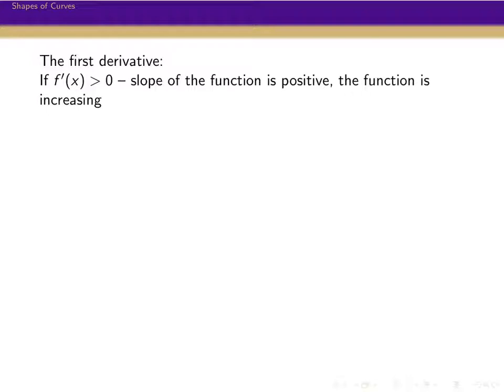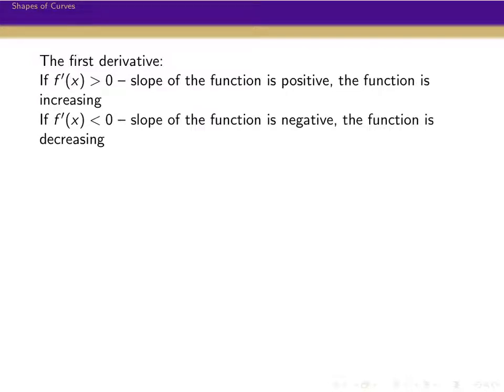What if, on the other hand, the first derivative is negative? Well, if it's negative, that's saying the slope of the tangent is negative, and so as we go from left to right, the value of the function is going down. So we'll say the function is decreasing. So if the first derivative is positive, the function is increasing. If the first derivative is negative, then the function is decreasing.